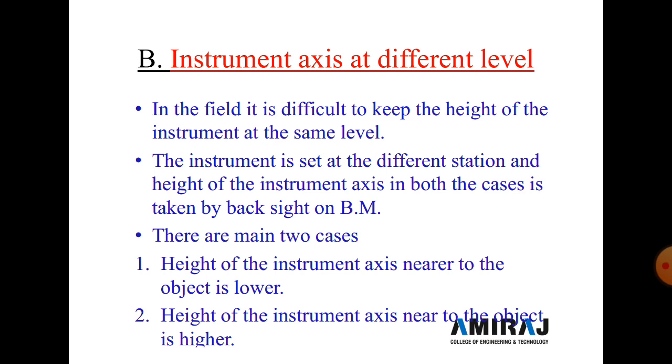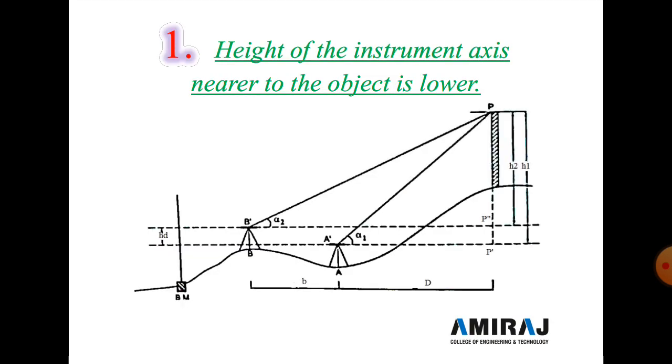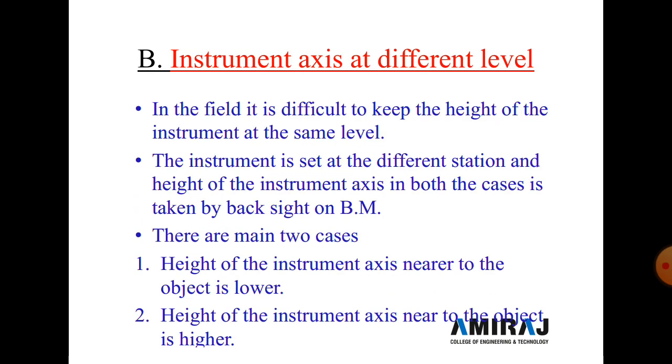This line we can see exactly from the figure. Here at the backside both the instrument axes, shown by the dotted lines, intersect at a staff, and we measure the reading at the backside on a benchmark. And there are two cases. The first case is that the height of the instrument axis near the object is lower, and the second case is that the height of the instrument axis near the object is higher. So we discuss these cases one by one.